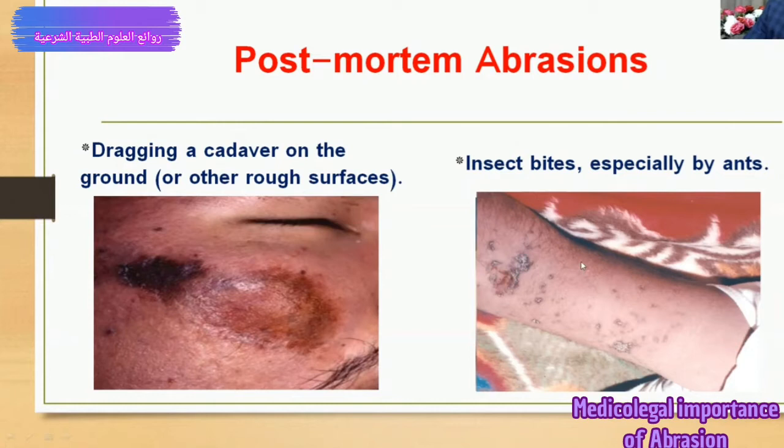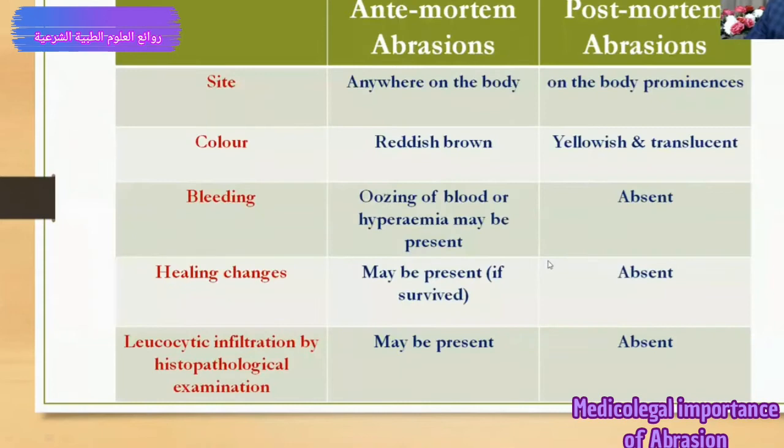So we must differentiate between ante-mortem and post-mortem abrasion. How can we differentiate between them? What about the site? First, ante-mortem abrasion can occur anywhere on the body. It is related to the site where the causative instrument is applied to the body. But post-mortem abrasion usually occurs on prominent areas, usually around the elbow. It may occur in the hands, or it may occur in the knee.